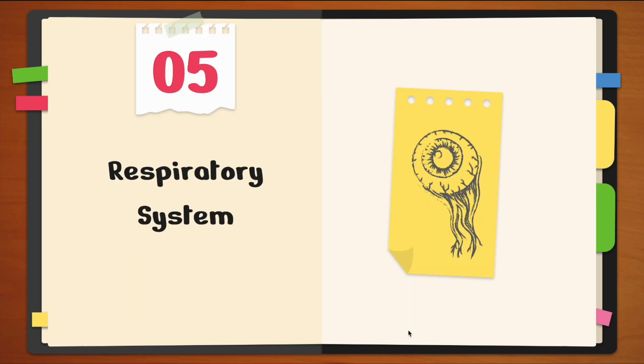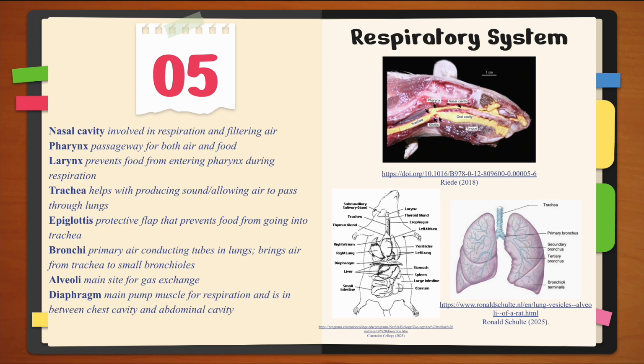The next system that we'll be looking at is the respiratory system. First, let's look at the nasal cavity from which air enters, where air is filtered, moistened, and warmed before it enters the lungs. Then, the air goes to the pharynx, larynx, and trachea.